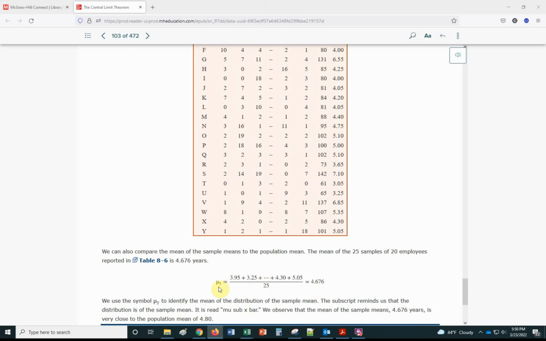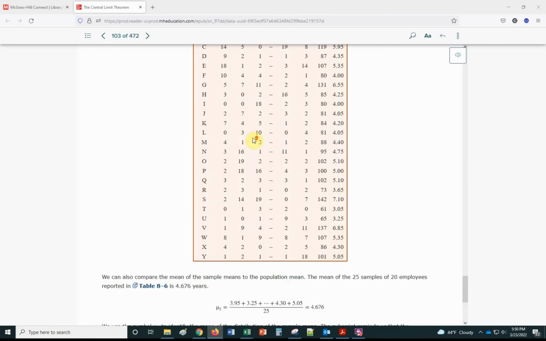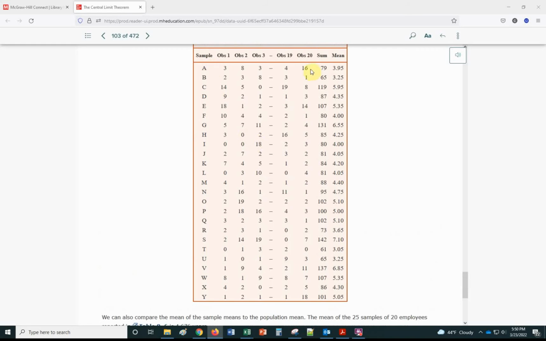Notice the subitem on this mu. It says mu and it's bar x, which is the sample mean average. And 4.76 is not too far from the population mean of 4.80. And you get closer to it by taking a larger amount of observations.